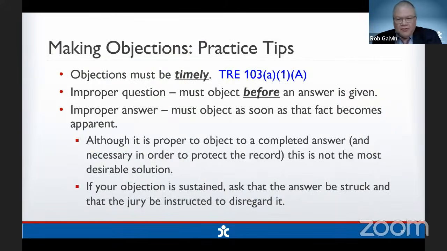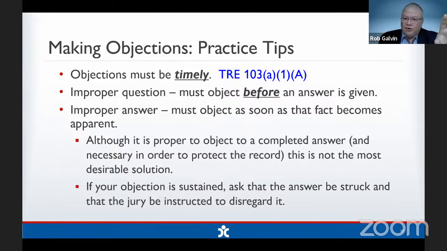All righty. So I'm going to go through the next couple of slides very quickly because I see we're pushing the time envelope and we've got a lot to go through. So objections, I'll let the slides speak for themselves. Basically, make sure they're timely. Read Rule 103, the rule. Understand that the objection must be timely made.